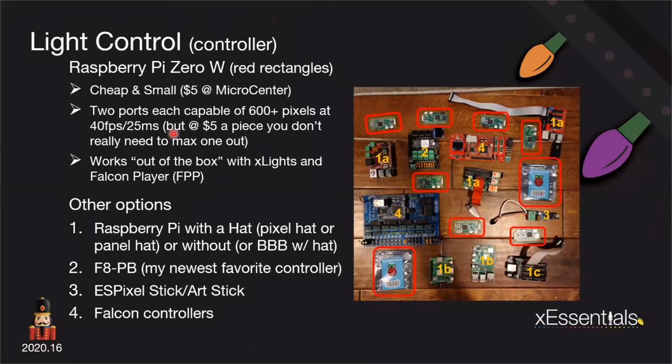There's ways around it. It gives you 2 ports, each capable of 600 plus pixels at 40 frames per second, or 25 milliseconds. But to be honest, at $5 a piece, you don't really need to max one out. You don't need to run 1200 pixels. The hat that I showed you earlier that has the panels and the extra pixels does have 1100 pixels on it, running off of one Raspberry Pi Zero W and one battery pack. The other reason I like the Raspberry Pi Zero W is it just works out of the box with xLights and Falcon Player. There's just not any additional setup.